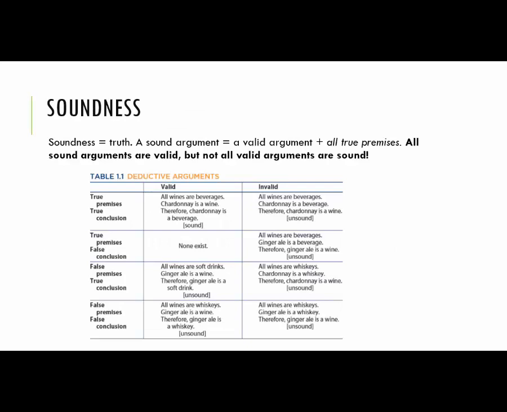When we look at soundness, what we're looking at is truth. A sound argument is a valid argument that contains all true premises. Necessarily, all sound arguments are valid, but not all valid arguments are sound. Here's a chart that I think is really helpful. It's from Patrick Hurley's A Concise Introduction to Logic, 11th edition.